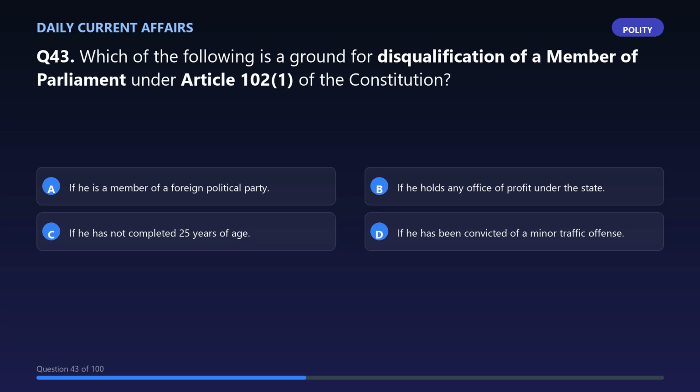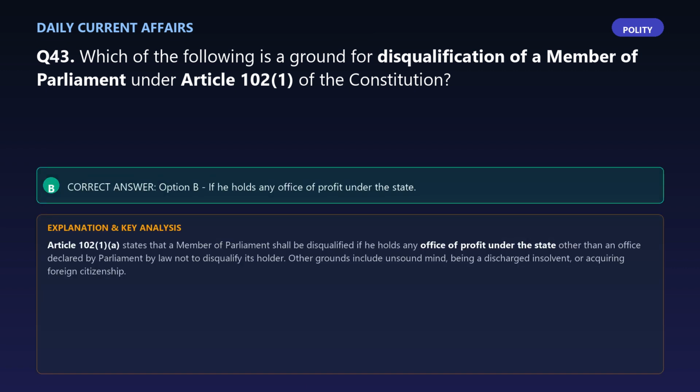Question 43. Which of the following is a ground for disqualification of a Member of Parliament under Article 102(1) of the Constitution? The correct answer is option B, if he holds any office of profit under the state. Explanation. Article 102(1)(a) states that a member of parliament shall be disqualified if he holds any office of profit under the state other than an office declared by parliament by law not to disqualify its holder. Other grounds include unsound mind, being a discharged insolvent, or acquiring foreign citizenship.